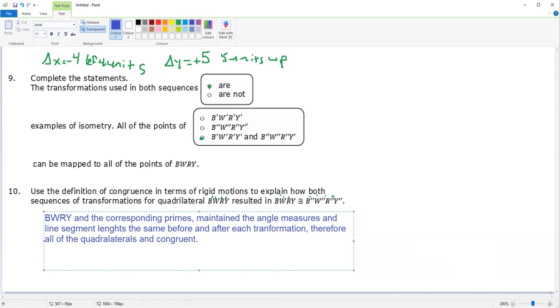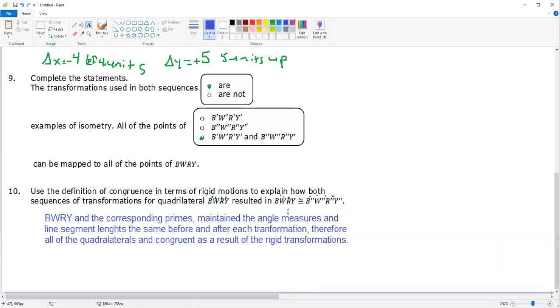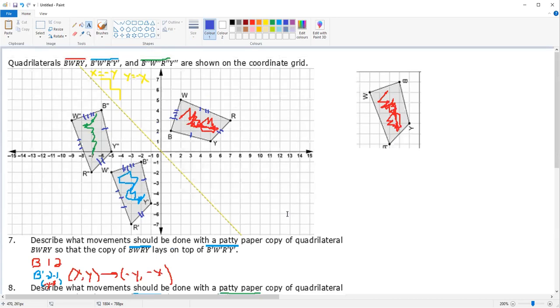As a result of the rigid transformation. There we go. That's words. There you go. That is the lesson for today. Hope that helped.